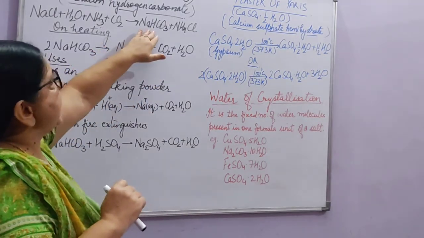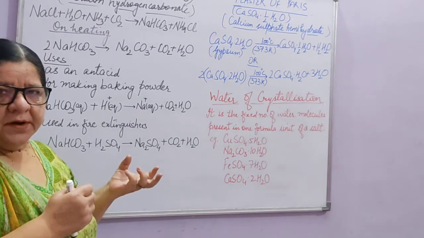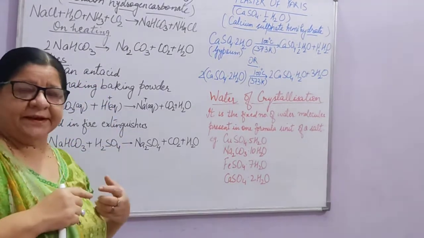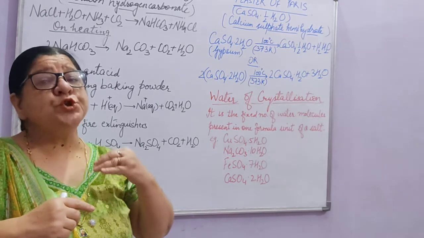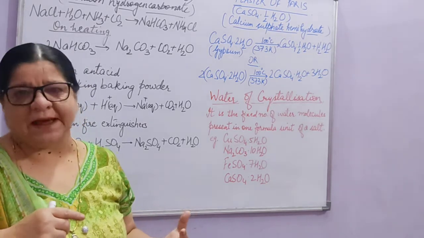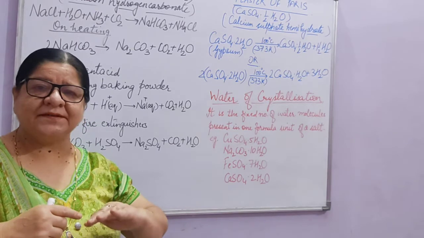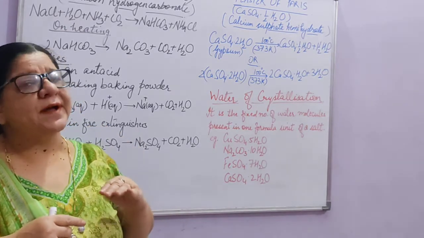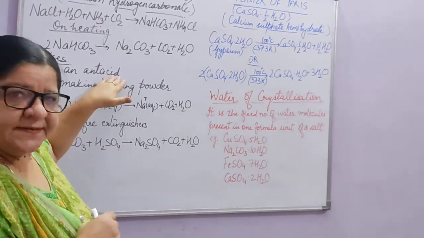Now this sodium hydrogen carbonate is a mild corrosive base, right? Because it is a mild base, it is also used as an antacid. Now, what are antacids? The substances which are used to neutralize the effect of acid. Sometimes the quantity of acid increases in our stomach, and for that we use any antacid, any mild base, so that it will neutralize the effect of acid. So here this baking soda is also used as an antacid.